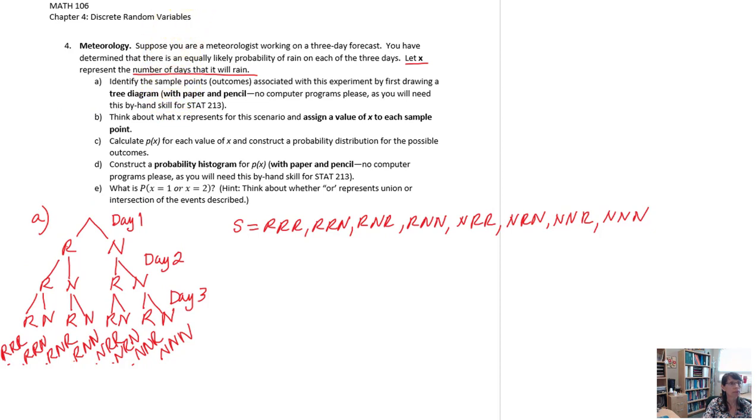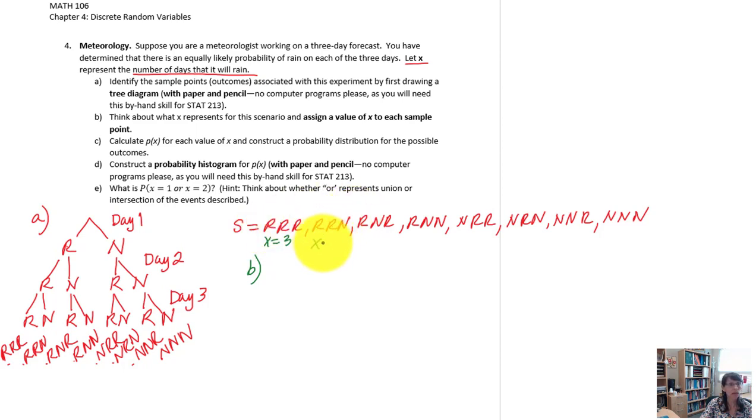For part B, think about what x represents for this scenario and assign a value of x to each sample point. In order to do that, we need to know that R represents days of rain and X, our variable that we're concerned with, represents days of rain. So we want to know how many R's there are for every one of these sample points. So you can see x equals 3 for the first sample point because there are 3 R's.